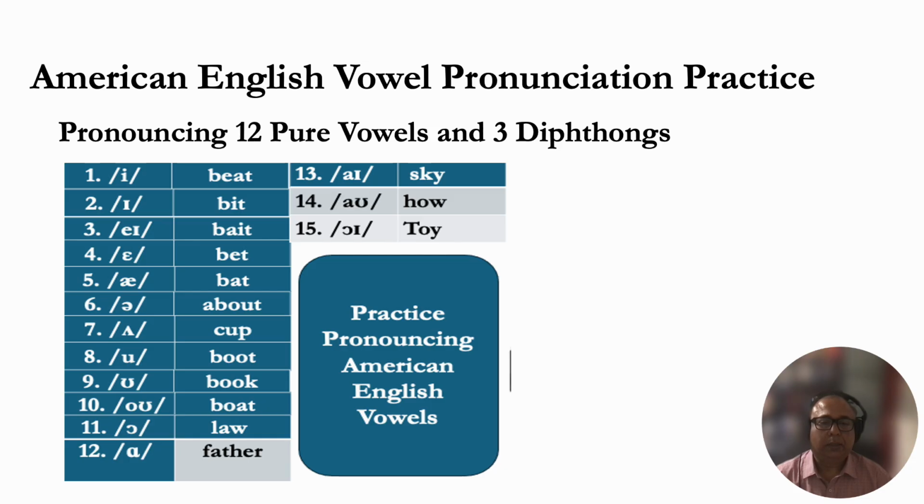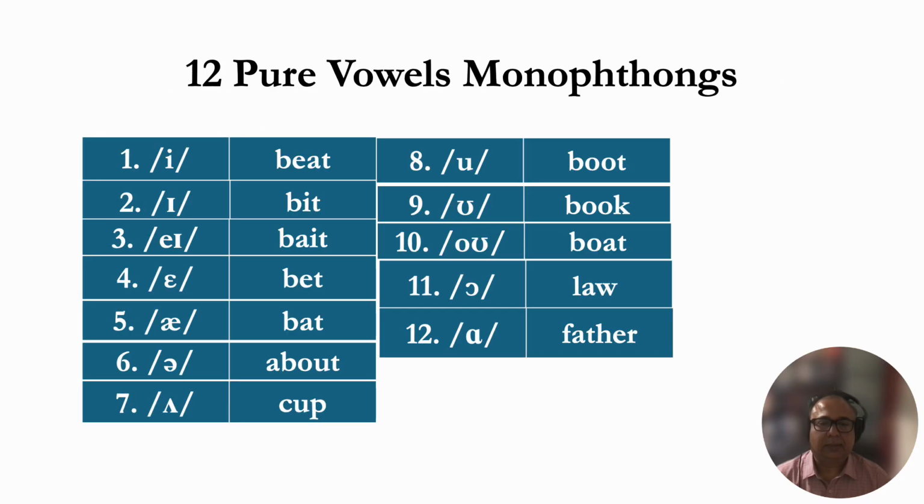In today's lesson, we will learn to pronounce American English vowels. There are 12 pure vowels and 3 diphthongs. So we will practice pronouncing these vowels in this lesson. So let's start. There are 12 pure vowels. They're also called monophthongs because there's only one sound that is produced.